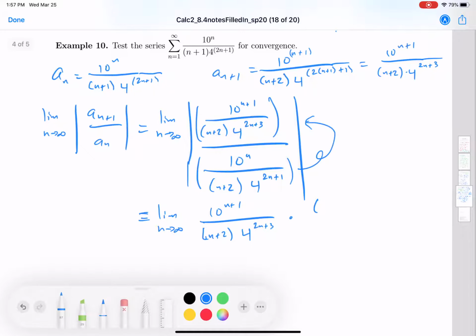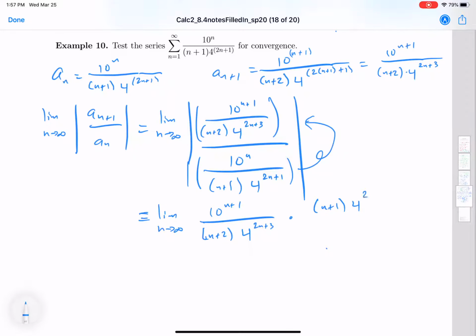On the top here, wait. Sorry, this should be an n. I messed this up. That should be an n plus 1. That's better. Okay. n plus 1 on top, 4 to the 2n plus 1 over 10 to the n.